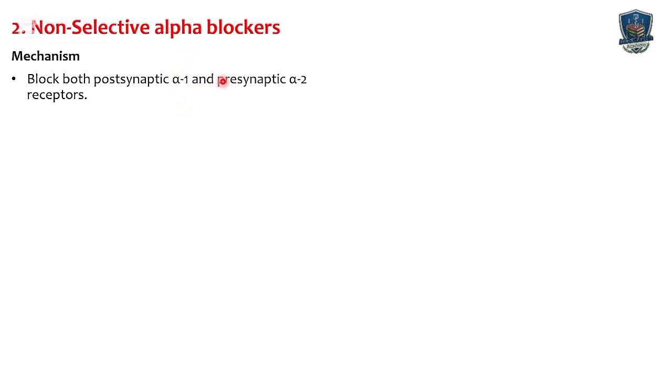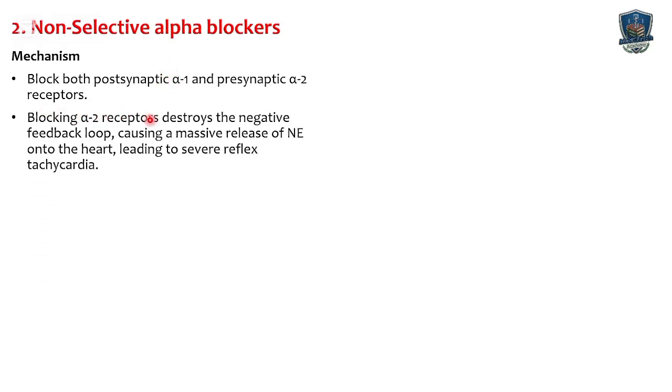But one thing that we have to understand is that they also block alpha 2. And remember, we don't want to block alpha 2, because alpha 2 always works against the sympathetic outflow. So the drugs that block alpha 2 are promoting sympathetic outflow, but also causing vasodilation. That's something that you have to understand when it comes to these drugs. So blocking alpha 2 receptors destroys the negative feedback loop, causing a massive release of norepinephrine onto the heart, leading to severe reflex tachycardia.